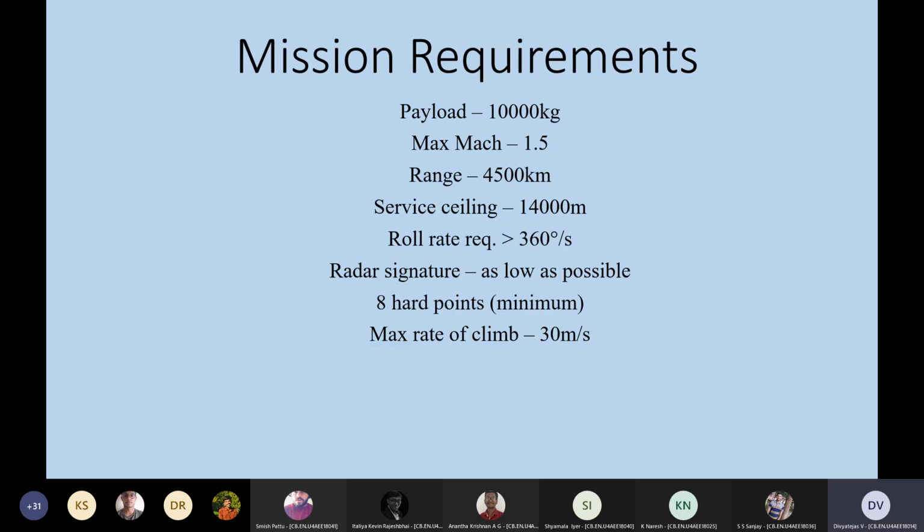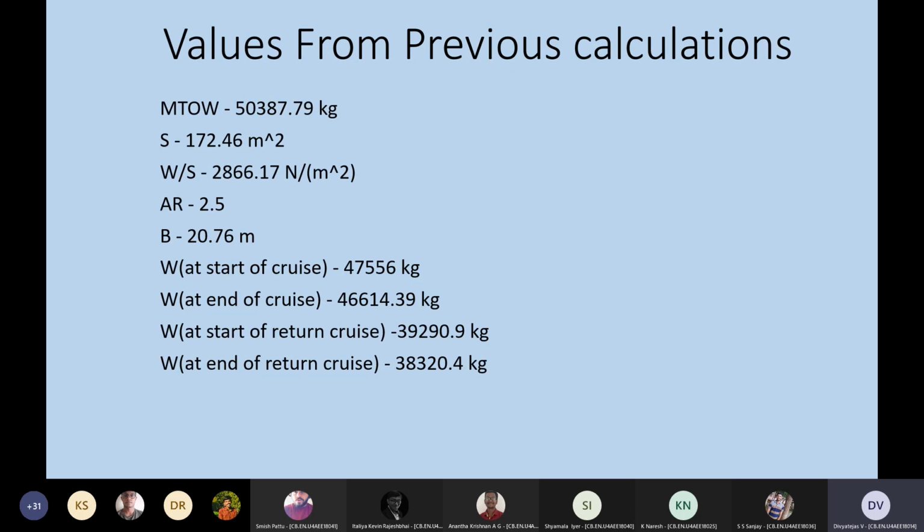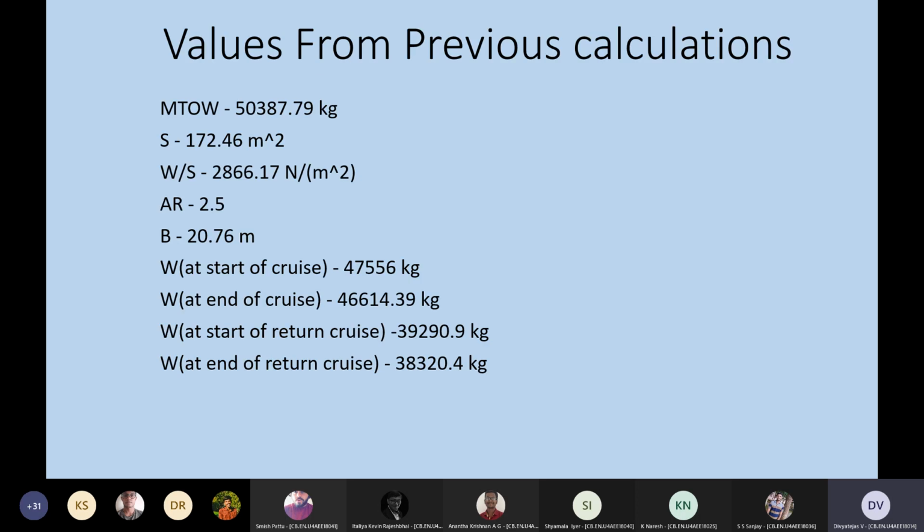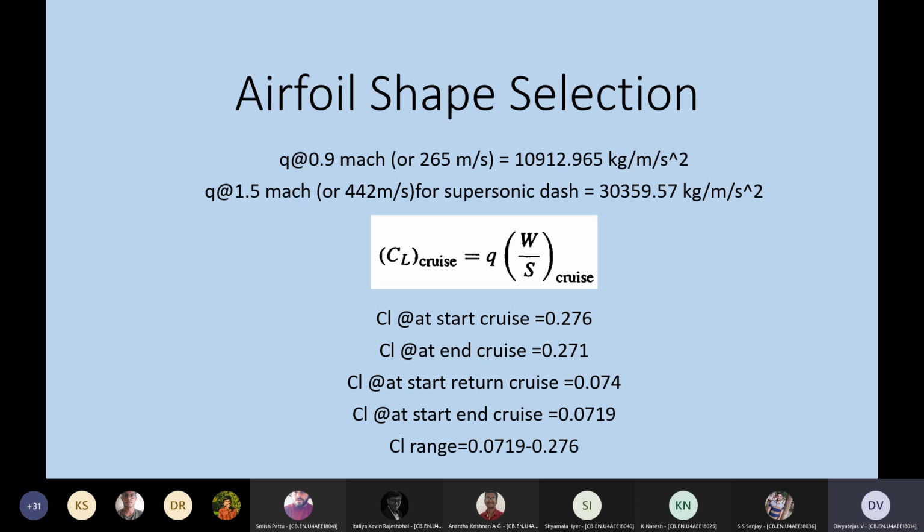So this is our mission requirements, and these are the values we have obtained from the previous calculations. Using this formula, we found CL values. Using this formula, we found CL values here.